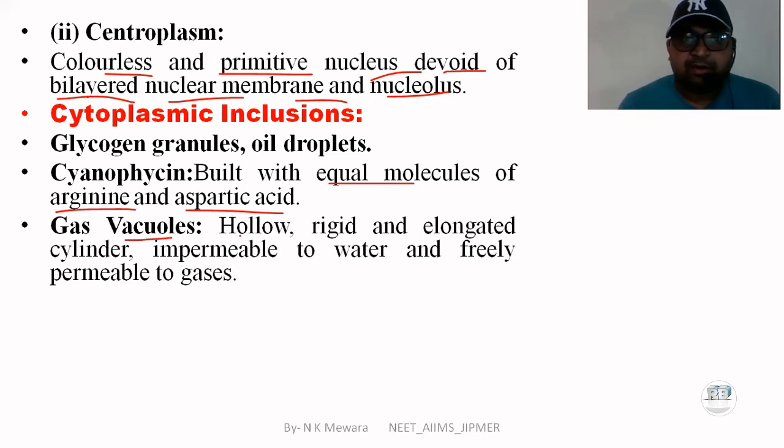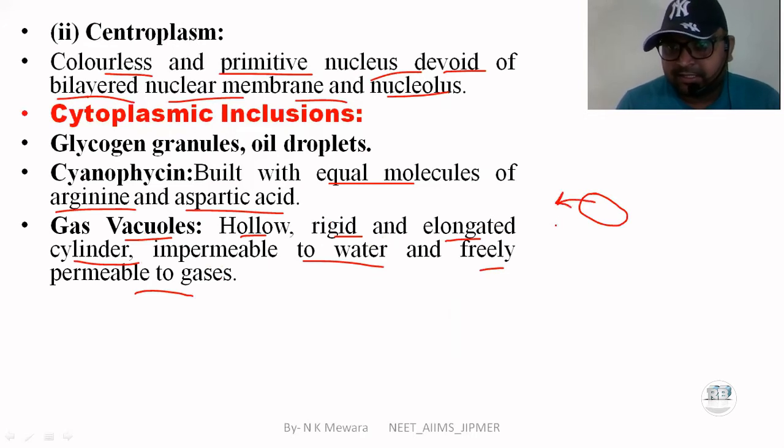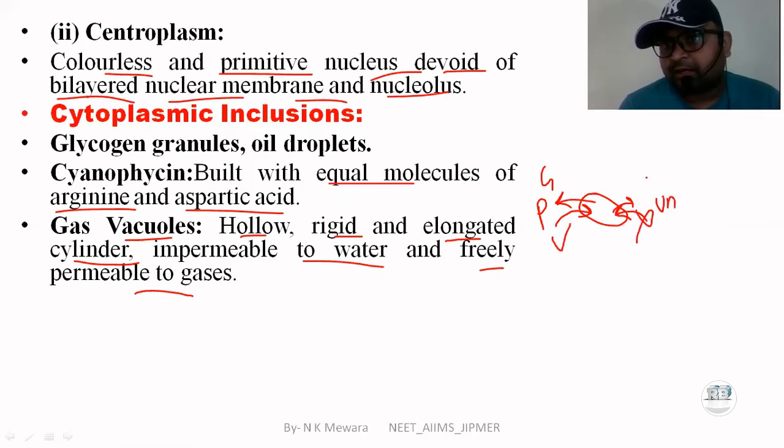Gas vacuoles: a hollow, rigid, and elongated cylinder structure, impermeable to water but freely permeable to gas. That means it is permeable for gases, which can come in and go out, but if water wants to come in or go out, it is impermeable and does not let it pass. So it shows impermeability to water.